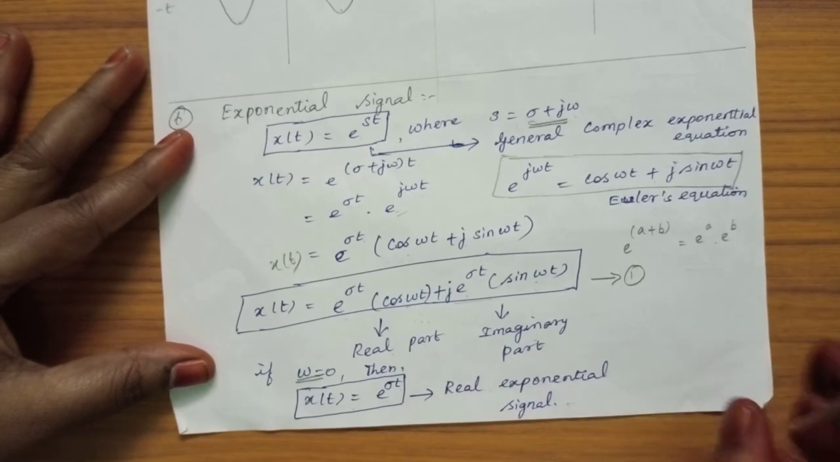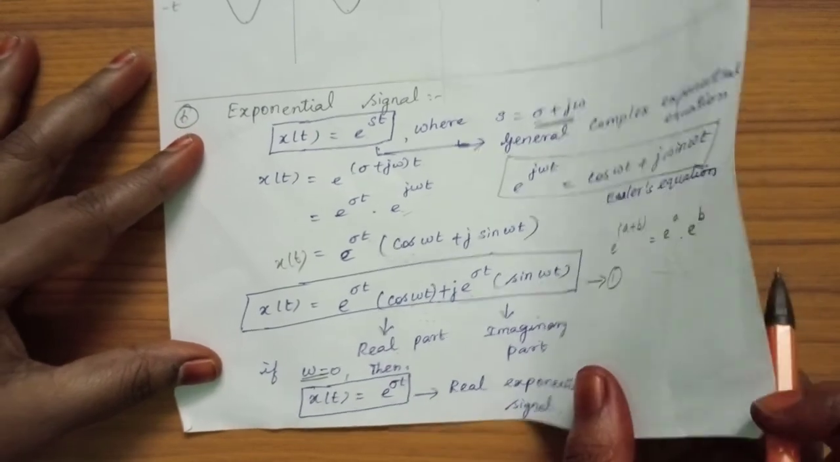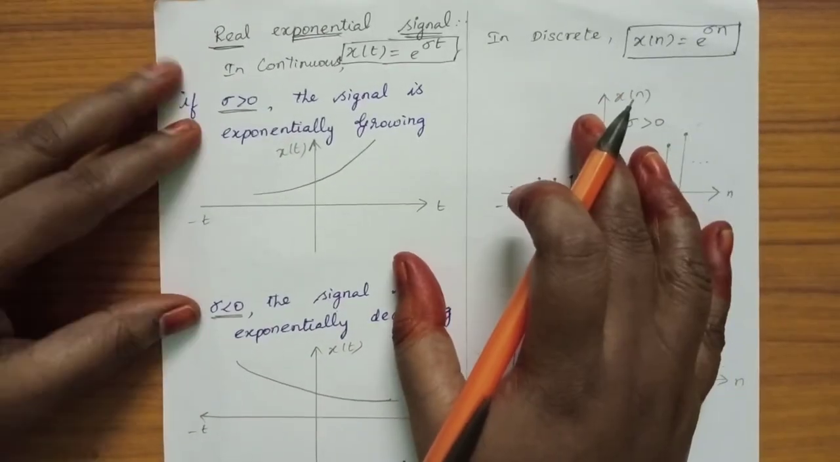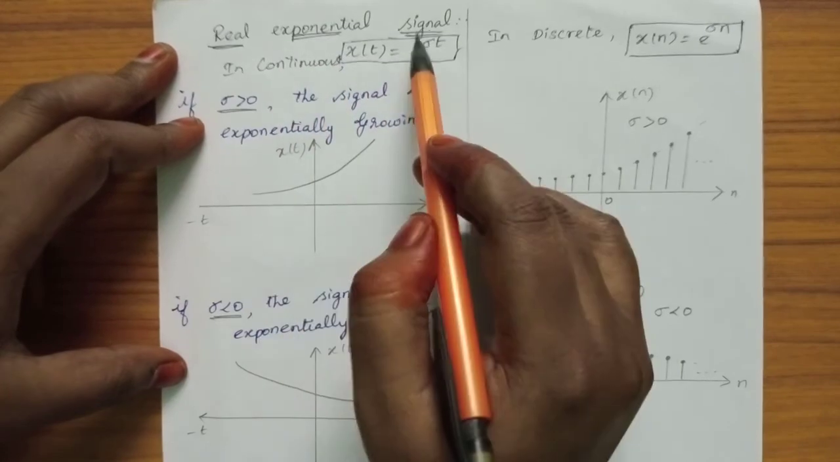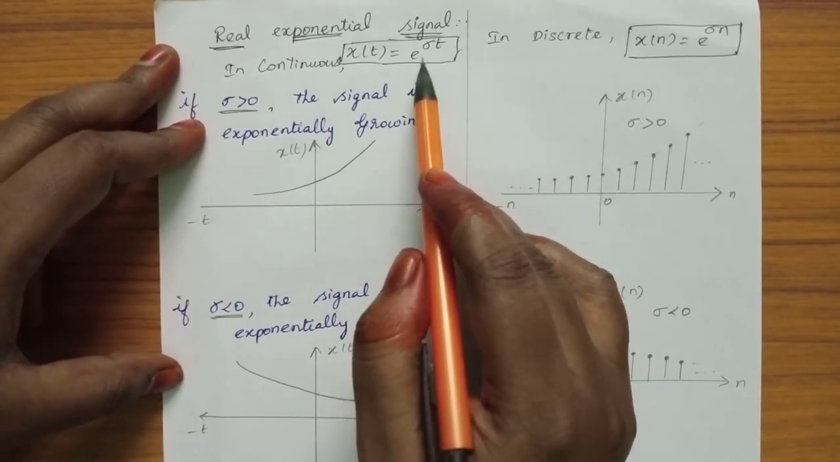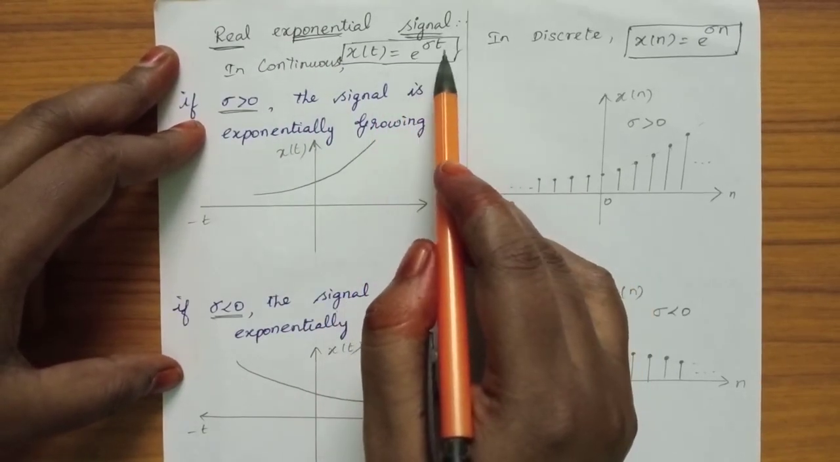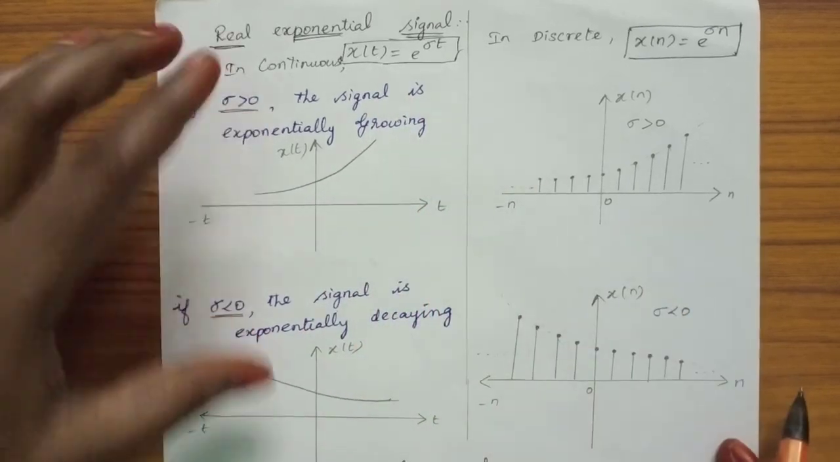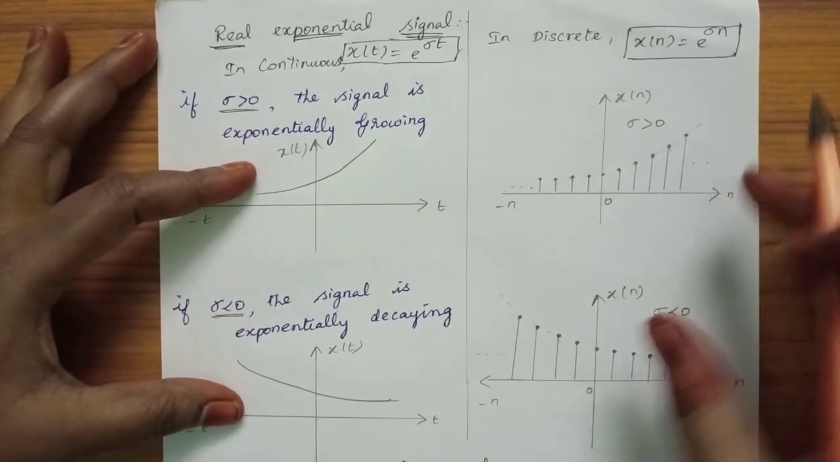Okay, so let's see how the real exponential signal will be for various sigma values. That is real exponential signal x of t equal to e power sigma t. Okay, so in continuous, I will be plotting in the continuous form, here in the discrete form.